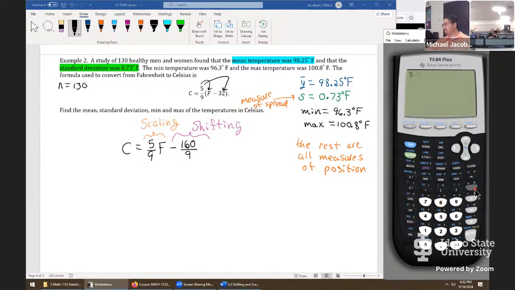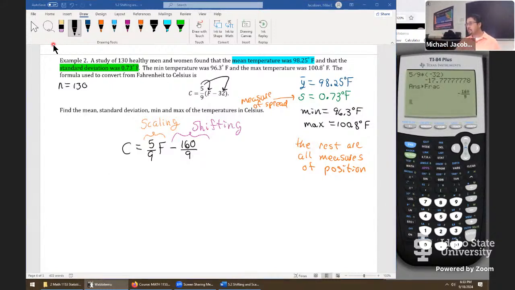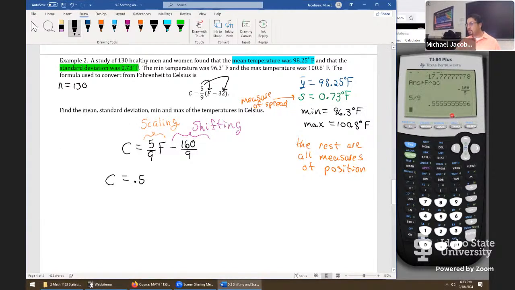Oh, no, you're fine. No worries. 5 divided by 9 times that negative 32 gave me that quantity there. And then you turn that back into a fraction. Yeah, absolutely. I went to math, fraction, converted over, and it gave me that. Totally optional though. So just to emphasize, you could also write this as C equals 5 divided by 9, so 0.5 bar, F minus 160 ninths, which is 17.7 bar.